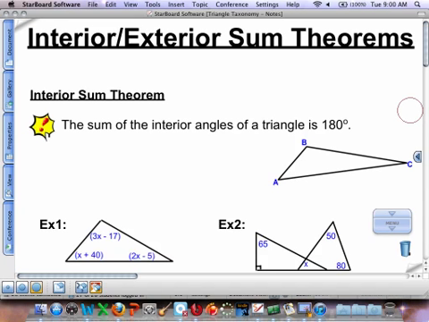In fact, you guys proved that yesterday on the test, hopefully. So again, the sum of the angles of a triangle is 180 degrees. So A plus B plus C is equal to 180. So using that, let's take a look at example 1.